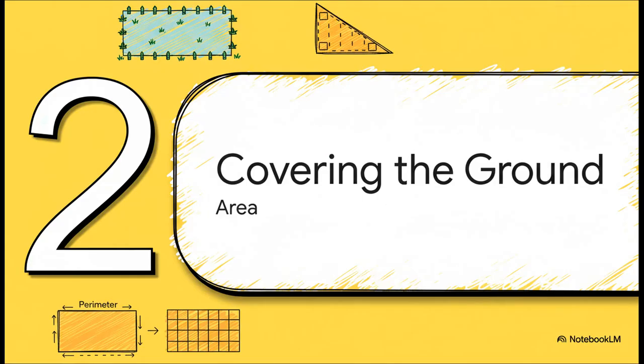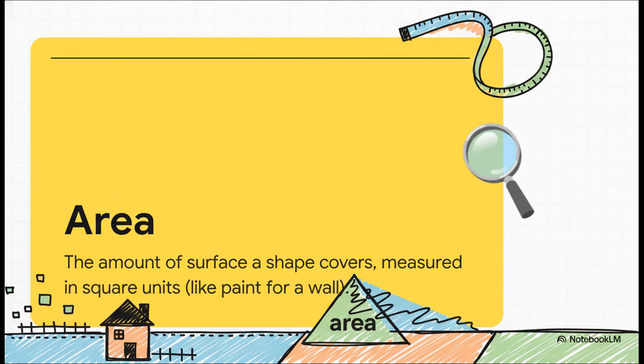All right, so we've built the fence. Now, what about the field inside that fence? This brings us to our next big concept, area. Now, unlike perimeter, area measures the entire surface inside the shape. The paint analogy from our source is perfect here. It's how much paint you'd need to cover an entire wall, not just the trim.